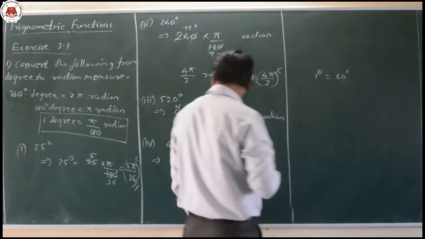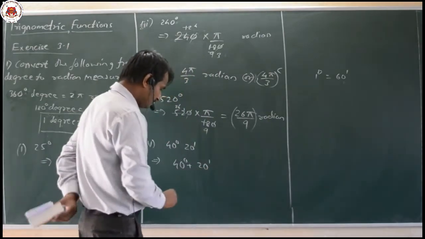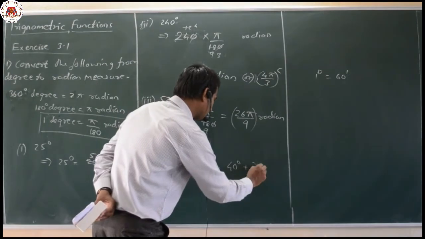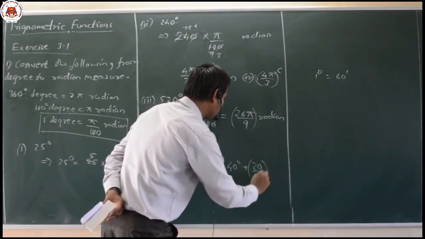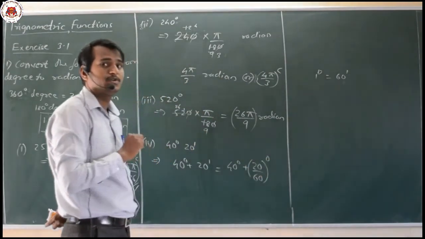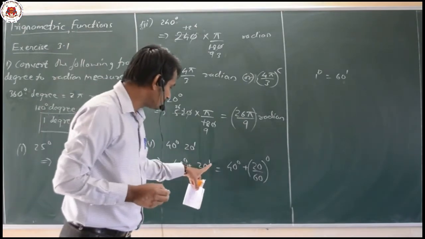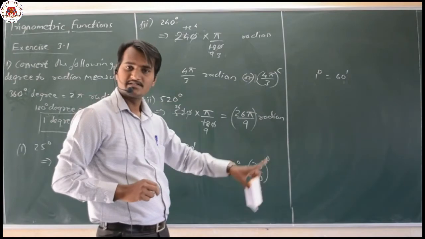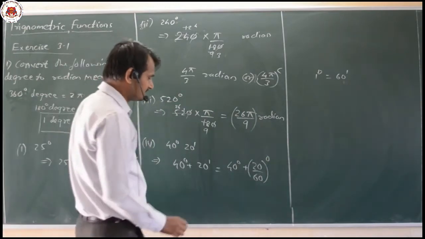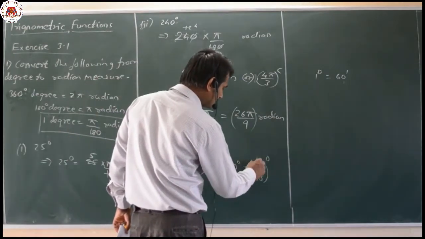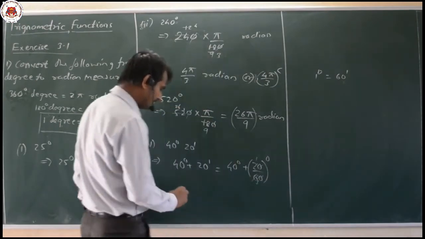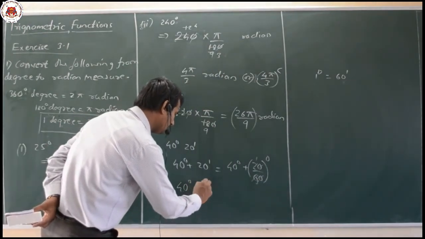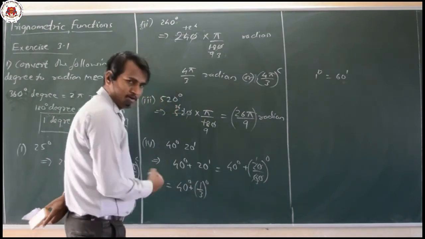So therefore, to convert this part into degrees, what we have to do is 40 degrees plus 20 divided by 60, then only it gets converted into degrees. Observe here, it is 20. If I divide it by 60, we get degrees. Now you can just cancel, 2 ones are 2, 2 threes are 6. So what we get is 40 degrees plus 1 by 3 degree.